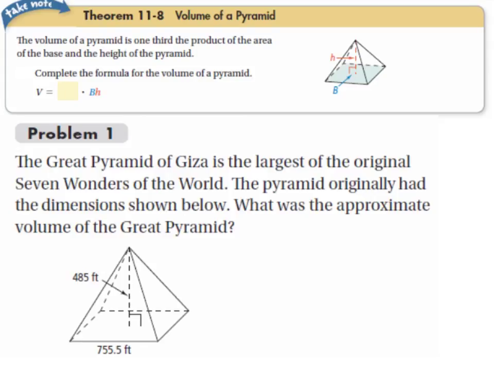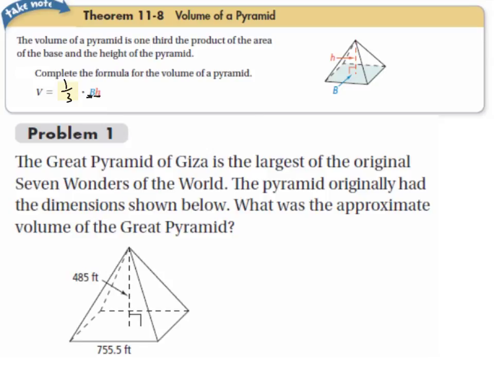To find the volume of a pyramid, we take 1/3 of the product of the area of the base and the height of the pyramid. So when we look at the formula here, we've got capital B is the area of the base, H is the height, and we need to multiply that by 1/3 to get the volume.